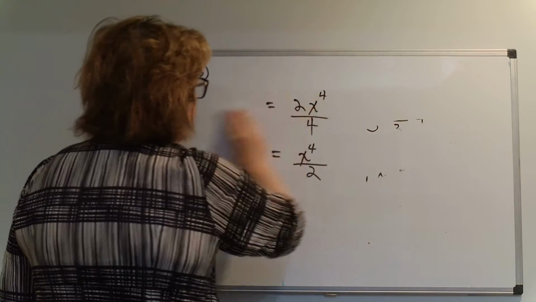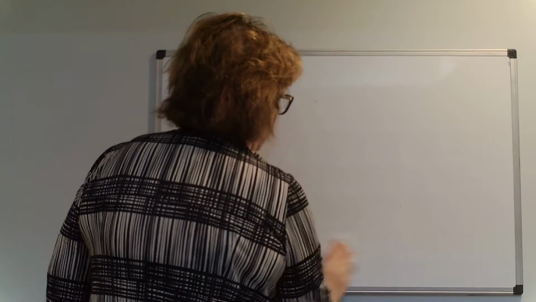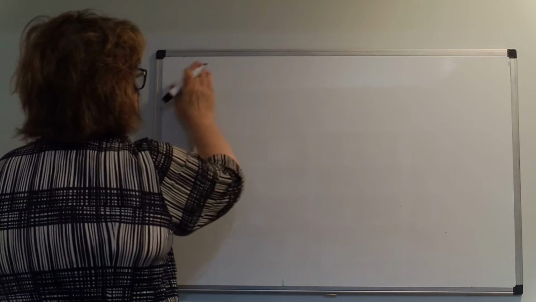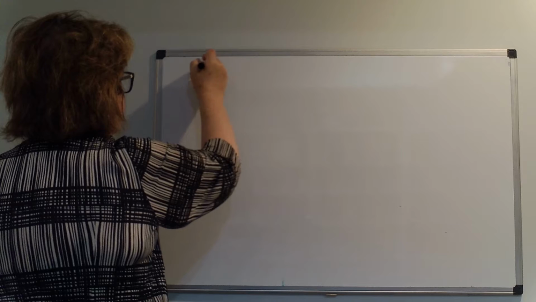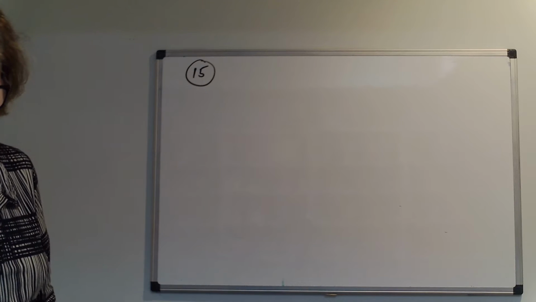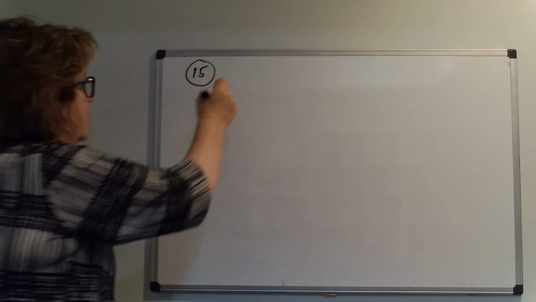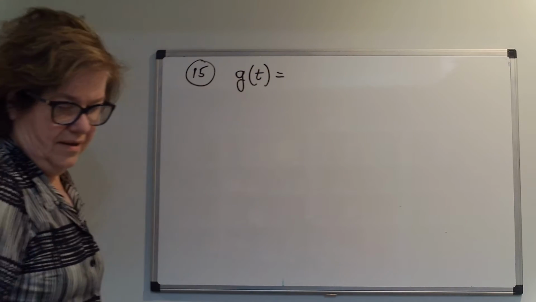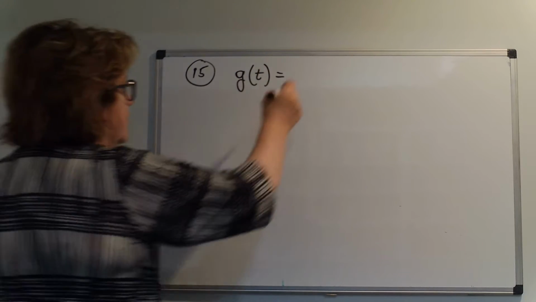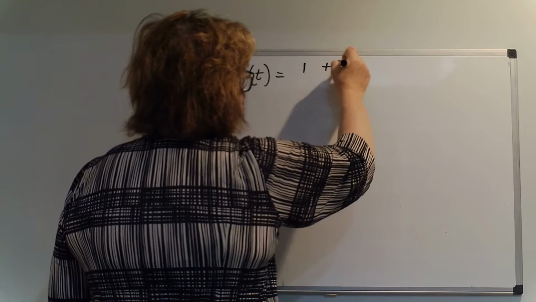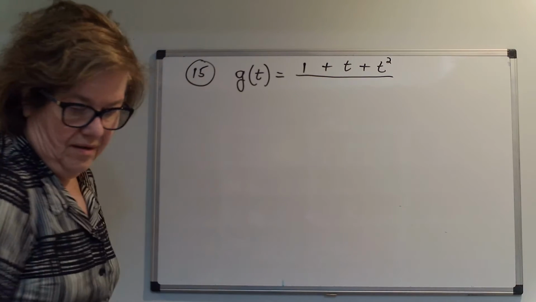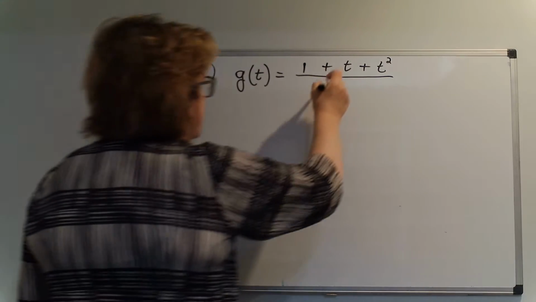Okay, so let's do another one. Let's make it a little bit harder. Let's do number 15. Now number 15, I'm given g of t equals 1 plus t squared, all over the square root of t.